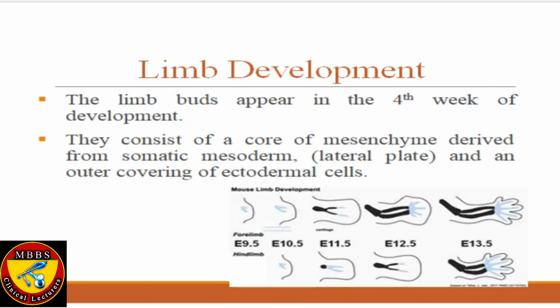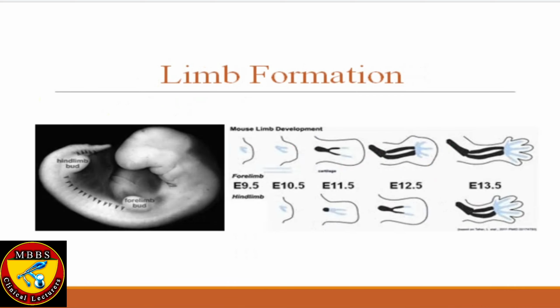Now this core of mesenchyme is covered by the apical ectodermal ridge, which is induced by the fibroblast growth factor. The figure shows the embryo with the limb buds, a forelimb bud and the hind limb bud. The forelimb bud appears a bit earlier, about 2 to 3 days earlier than the hind limb bud. This is a mouse model showing you the forelimb development and the hind limb development.